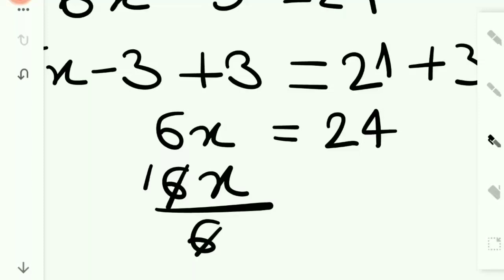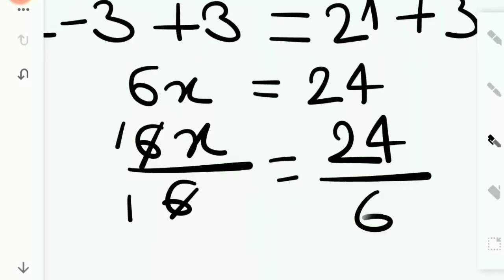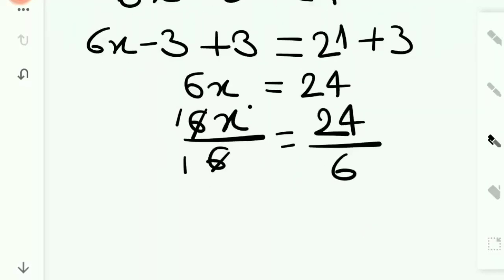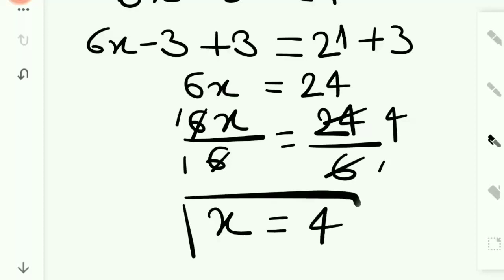6 ones are 6, 6 ones are 6. So I have divided the left hand side by 6, so I'll have to divide the right hand side by 6. The only thing that remains on the left hand side is x. Now we've gotten our answer. 6 ones are 6, 6 fours are 24. x equal to 4.